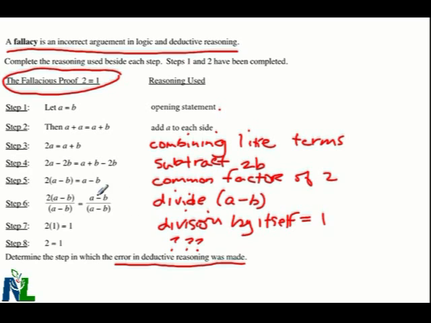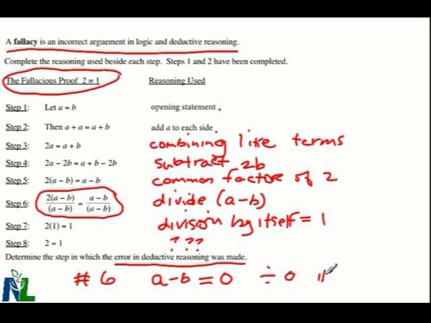Here's where there's a problem. Right in this step, step number 6, I divide both sides by a minus b. But look at my initial or opening statement. I said that a is equal to b. So therefore, a minus b would have to equal 0. And mathematically, we know that division by 0 is impossible. You can't divide by 0. So since division by 0 is impossible, that proof cannot be true.